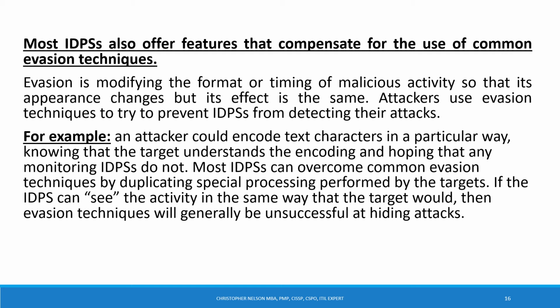For example, an attacker could encode text characters in a particular way, knowing that the target understands the encoding and hoping that any monitoring IDPSs do not. Most IDPSs can overcome common evasion techniques by duplicating special processing performed by the targets. If the IDPS can see the activity in the same way that the target would, then evasion techniques will generally be unsuccessful at hiding attacks.